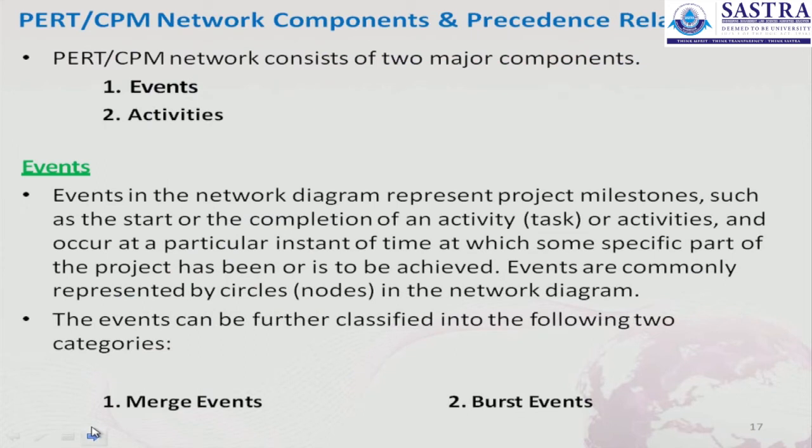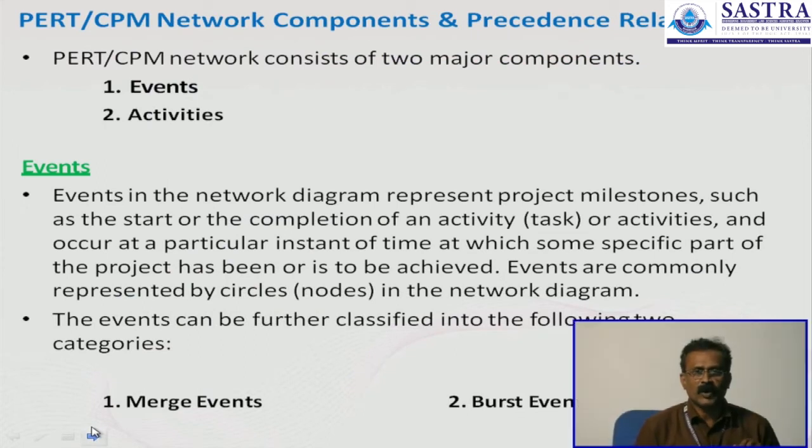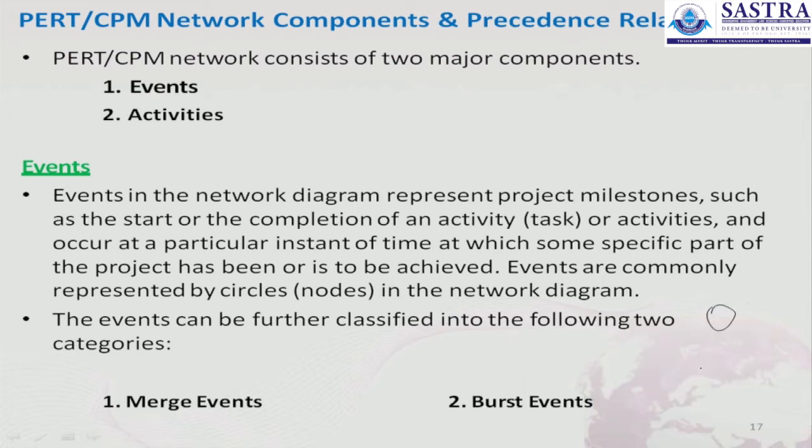Through the mathematical manner we are going to talk about now, PERT and CPM networks consist of two major components. The first component is events and the second component is activities. Through the events, the network diagram represents the project milestones such as the start or the completion of an activity, that is a task. It is mentioned as nodes in the network diagram. The events can be further classified into the following two categories.